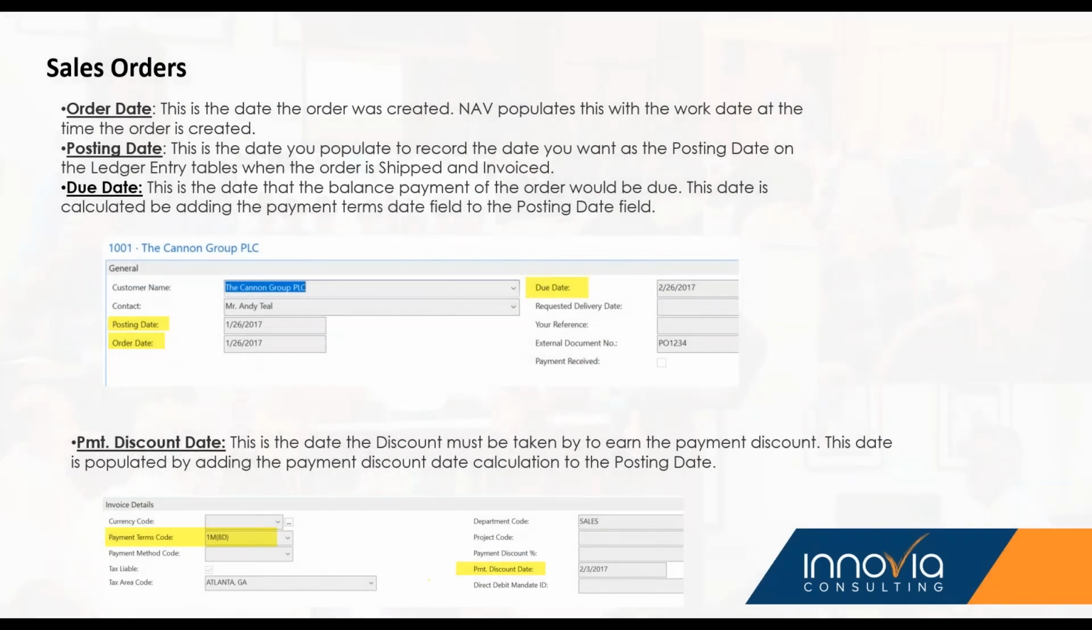Sales orders. We are going to look at them very much like we do on a purchase order. Order date. Pretty standard, the date the order was created. The posting date. Same type of thing. This is going to be the date that hits the item ledger, and it's going to be the date the order is shipped, and ideally invoiced.